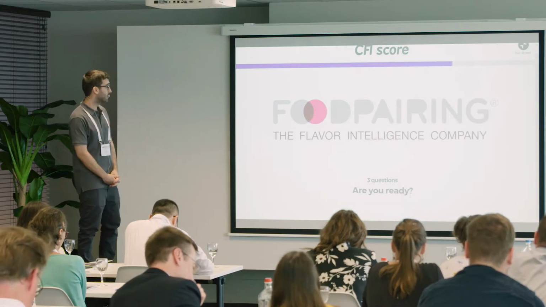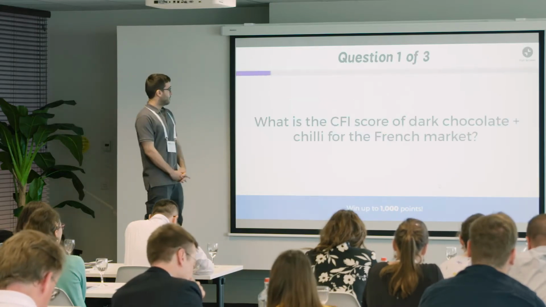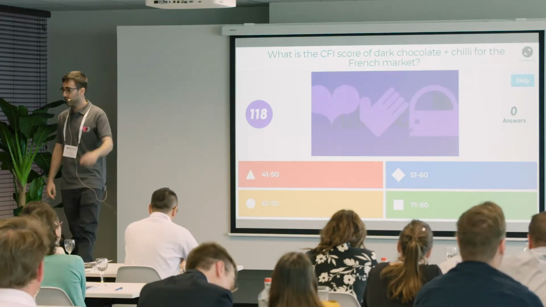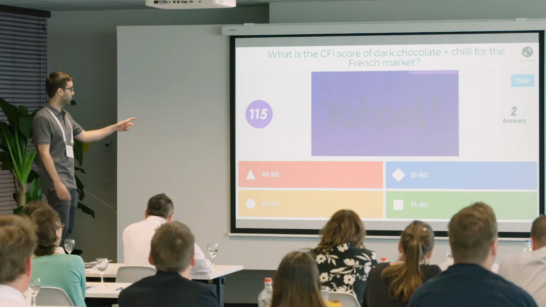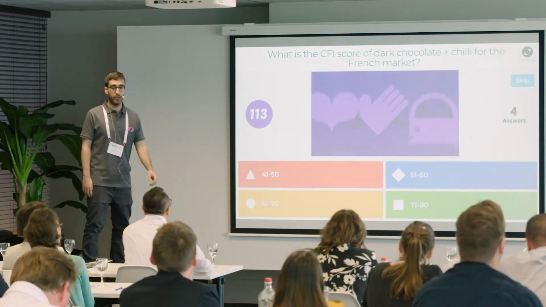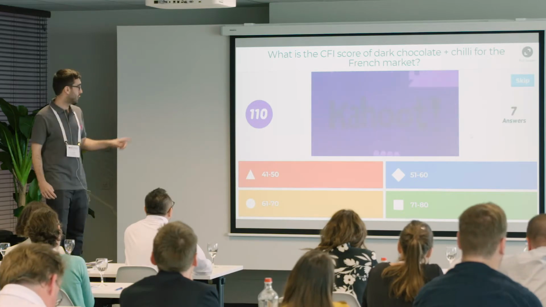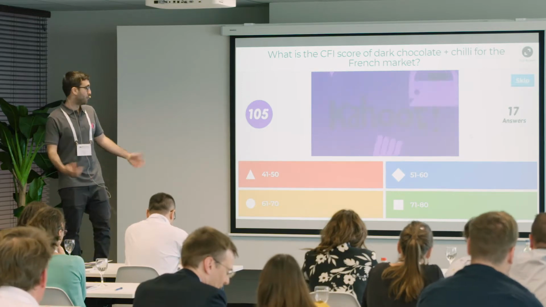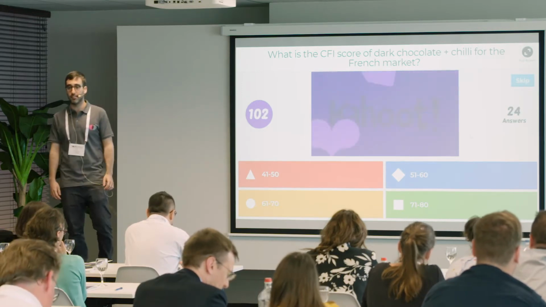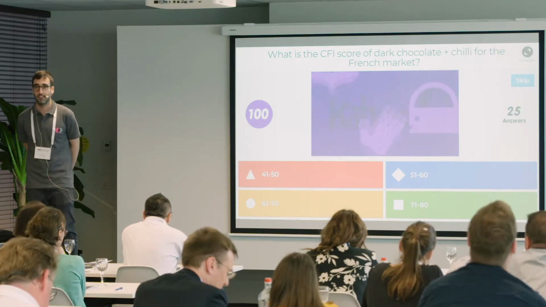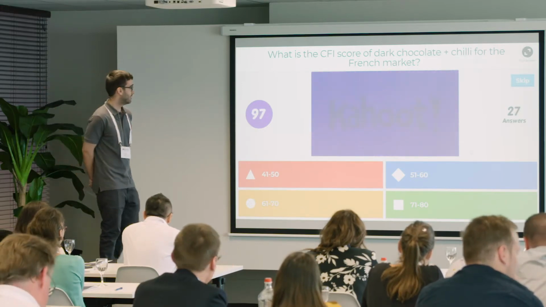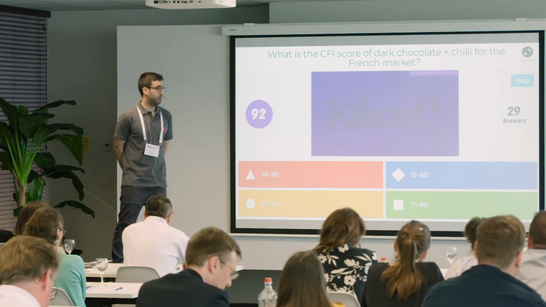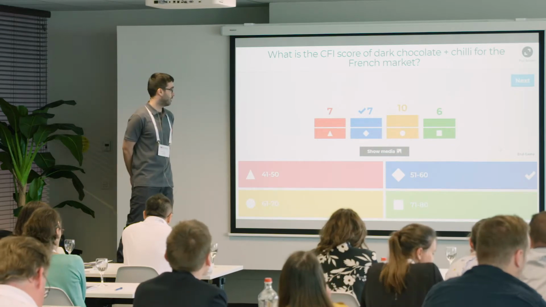You will see 3 concepts. So what is the CFI score of dark chocolate with chili pepper in the French market? On your screens, you will see 4 icons, each one belonging to a different CFI range, and you can push the one that you believe is the most accurate. Then we can, OK.